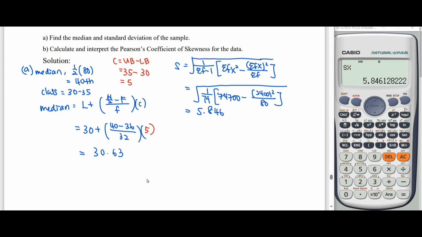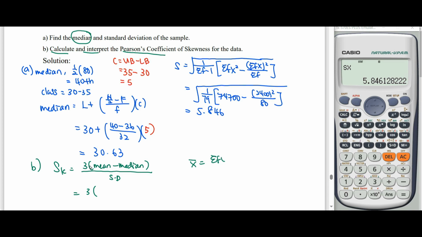Then afterward, for question B, we're going to calculate and interpret the Pearson coefficient. So for the Pearson coefficient, we have two formulas. Since in question A, it involves the calculation of the median, we will choose the formula involving the median, which is 3 times mean minus median over standard deviation. So what we need here is our mean. To find the mean, sum of fx over sum of f, which is 2400 over 80.